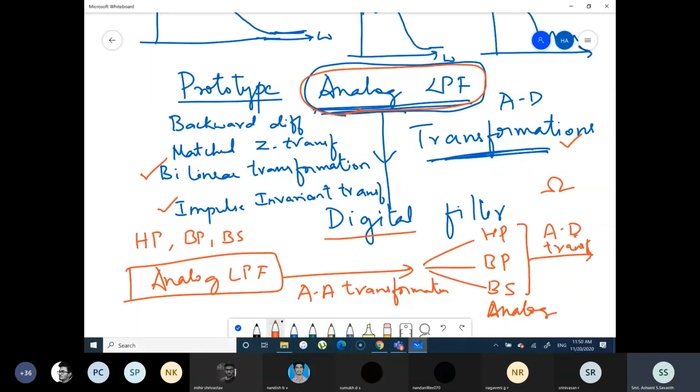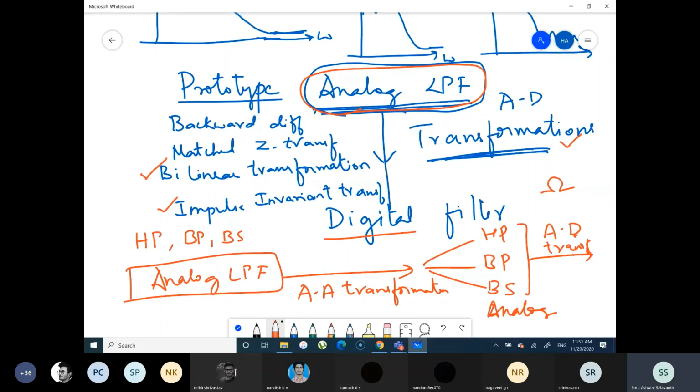So whatever kind of filter we want to design, digital low pass, digital high pass or digital band pass, we have to first start with the analog low pass filter. We first design the analog low pass filter and then apply suitable transformations to convert it to the other types. This is the procedure we follow for an IIR filter.